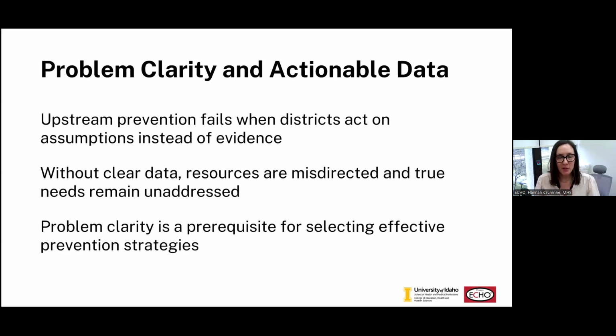So another barrier we identified is not understanding the problem or not having actionable data. When we don't understand what our problem is, our efforts usually fail, and we're acting on assumption instead of evidence. And without a clear understanding of the problem or data to guide you, we could misdirect our resources, and then the true need will go unmet.